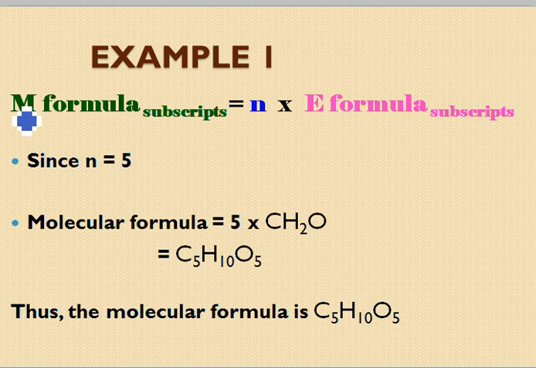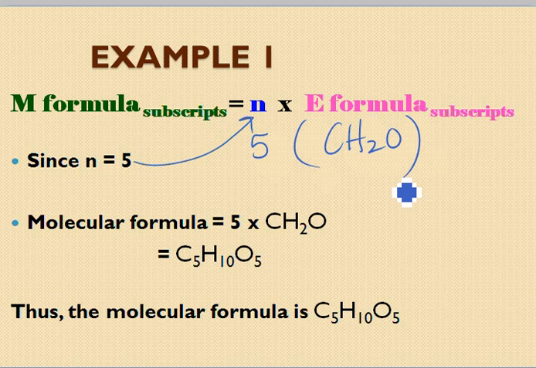So here we see this formula again. N we calculated as 5. So we have 5. We said the empirical formula was CH2O. 5 times that gives us C5H10O5. And that is our molecular formula. Now you're probably saying, what? But have a look at this video again, okay?